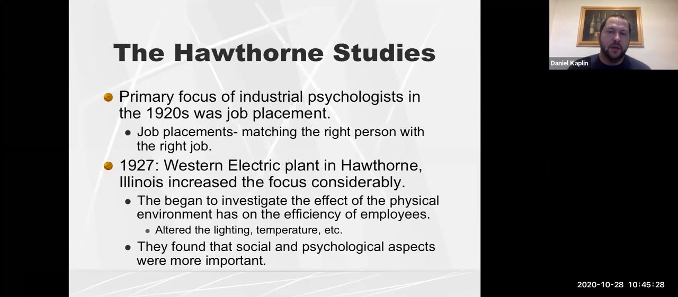Now, the Hawthorne effect, this is just a cool study. It's called Hawthorne because it was an electric company in Hawthorne, Illinois.